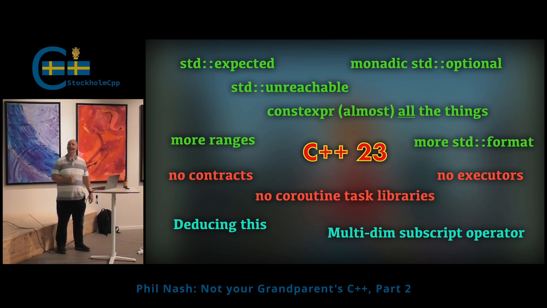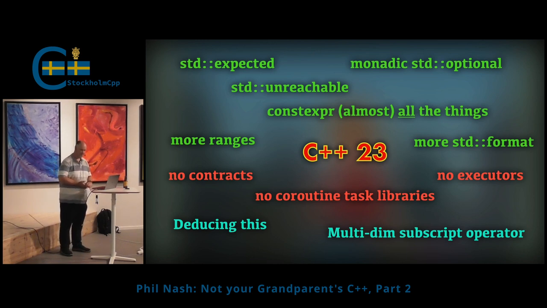But what did we get? Okay, there's a few things here. I'm going to demonstrate some of them. Constexpr, almost all the things. I've forgotten now what else we've got on the constexpr front, so I'm not going to talk about that. Maybe the headline feature, which I don't have an example for, is deducing this, which I thought was going to be a small feature, but actually it's got a lot of implications.